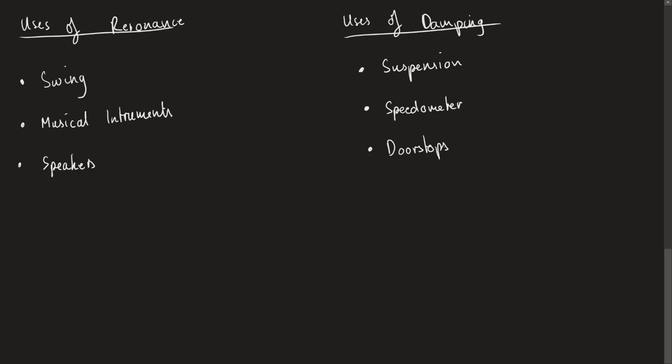But a lot of these you won't actually ever come across in your physics career. You'll just find that they'll come up with some sort of situation where it will resemble some sort of resonance or some sort of damping, and they'll ask you to be able to basically tell that it is resonating or that it is being damped, and then you can do all your calculations from there.